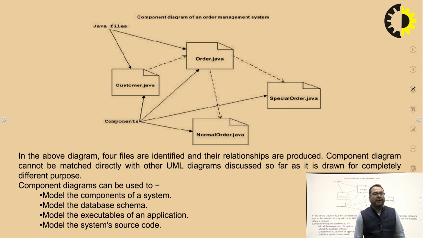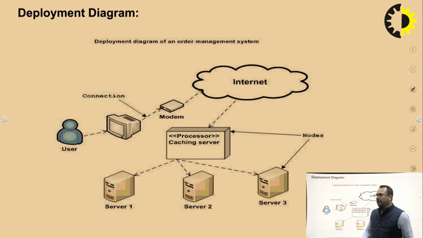So a component diagram can be used to model the components of a system, and to model the database schema. Database schema means the design of the database: what are the names of the relations, how many relations, what are the attributes, constraints, and all that. This component diagram can also be used to model the executable of an application. It could model the system source code, meaning code basically.